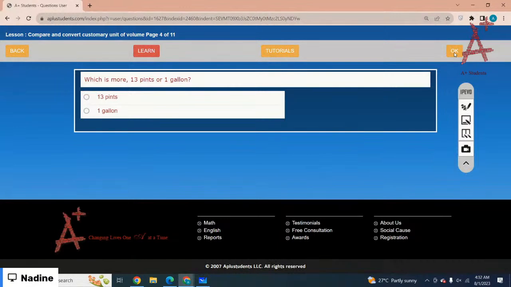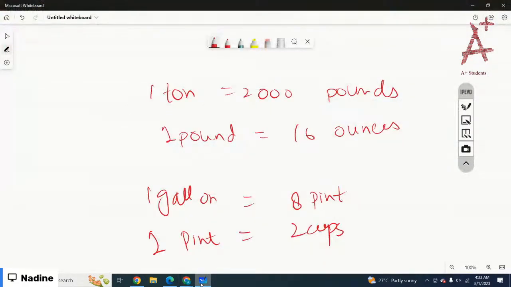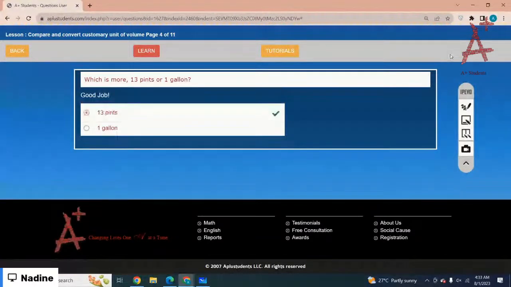Which is more, 13 pints or 1 gallon? Which is the correct option? The correct option is 13 pints, because in 1 gallon you have just 8 pints. So the correct option is 13 pints.